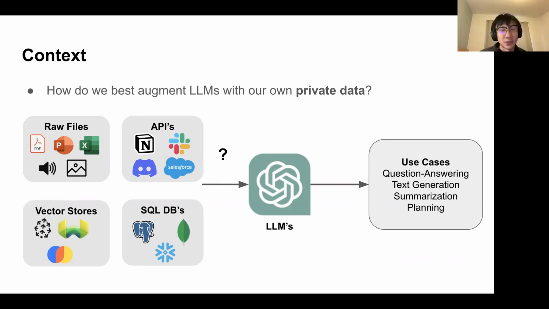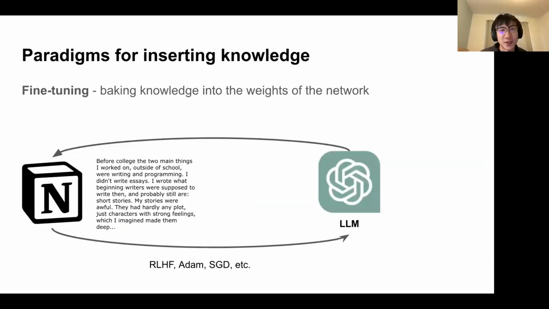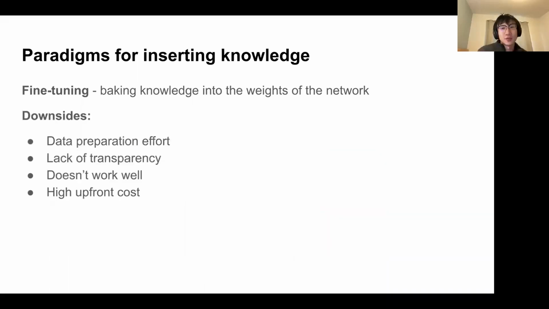I'm sure you guys all know this, so I'm not going to go into this too in depth, but one of the paradigms for inserting knowledge is to fine-tune or train the model to do gradient updates on the weights and to bake knowledge into the weights of the network. For a variety of purposes, this fine-tuning process doesn't work super well right now for a lot of users because you need to prepare the data. There's a lack of transparency in terms of how the fine-tuning process works. A lot of times, empirically, fine-tuning doesn't work super well, and it's actually quite expensive. There's a high upfront cost for fine-tuning.